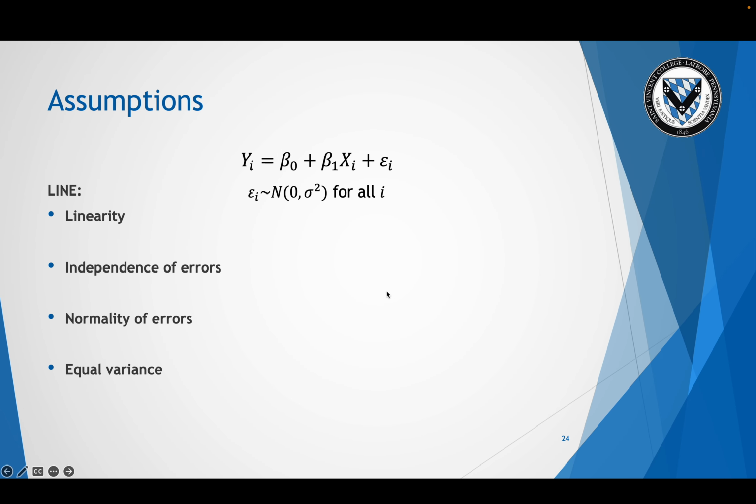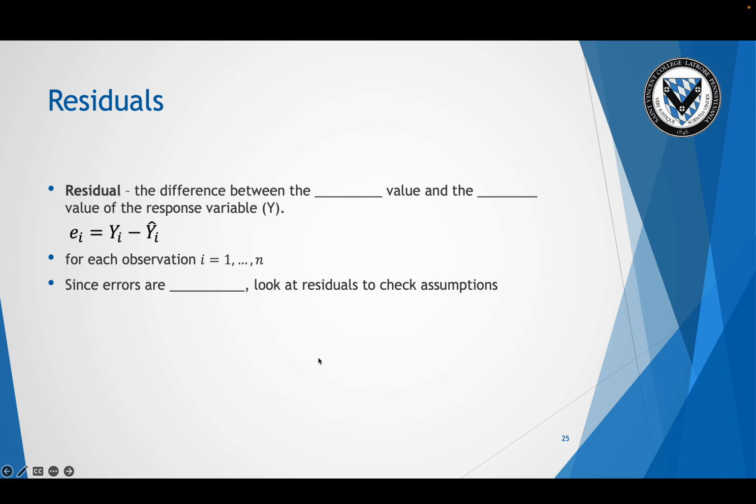Okay, so I like the PowerPoints for this. Here's our regression model. We're saying our residuals here are normal, centered on 0, and have sigma squared variance. And we've got linearity, independence, normality, and equal variance. Let's go through these in a little bit more detail. Recall the residual is the difference between the observed value and the predicted value of the response, for each observation, 1 to n.